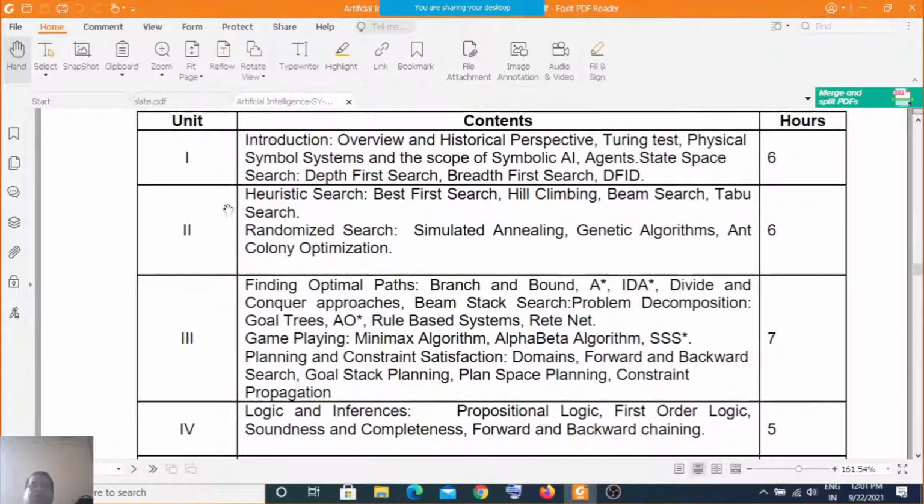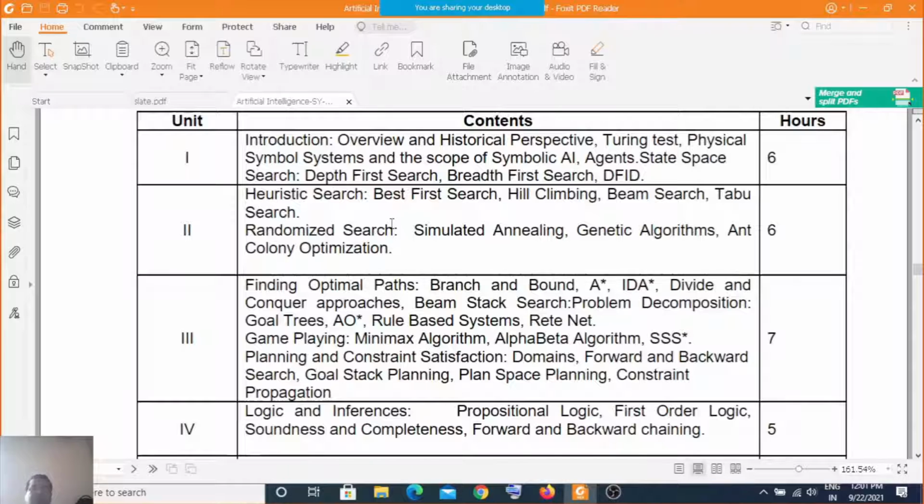Now we are having our second unit, where we are having first the heuristic search. Again, in heuristic search we are having the best first search. The difference is breadth first in the first unit. Then the best first, then the hill climbing algorithm, then beam search, then tabu search. Then we are having the randomized search, that is simulated annealing, genetic algorithms and ant colony optimization. So in the second unit we are having a total of six specific algorithms and two generic algorithms.